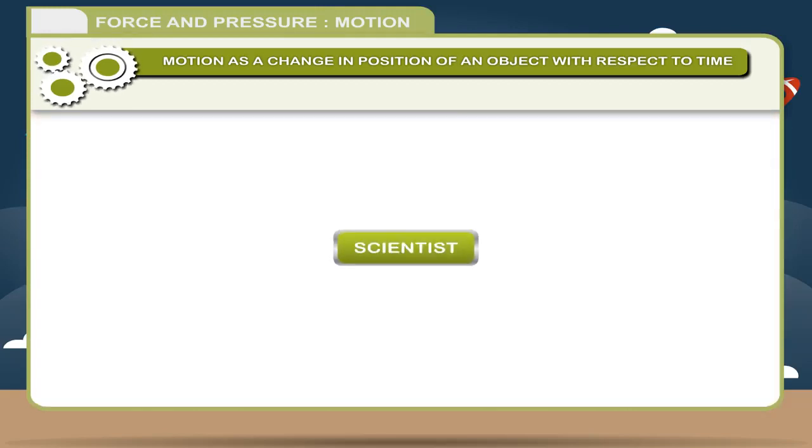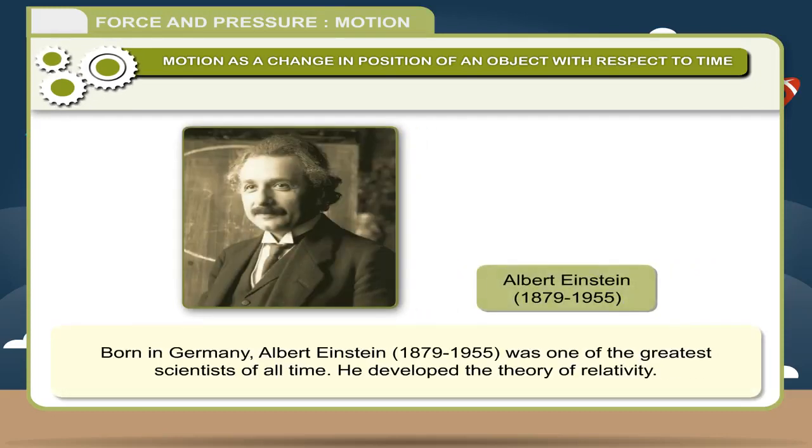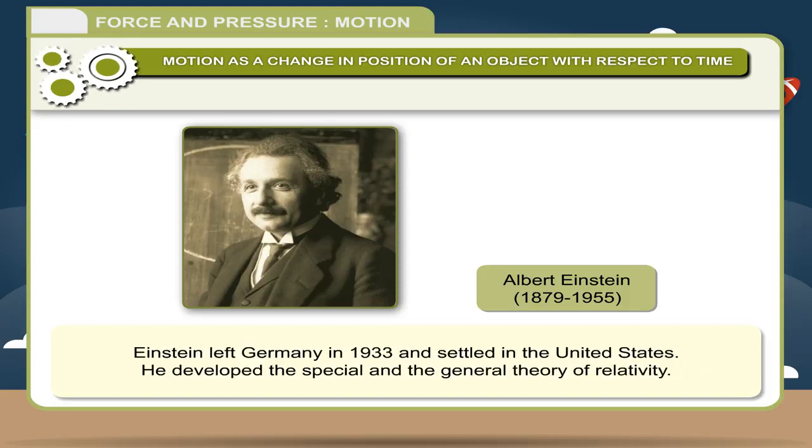Scientist. Born in Germany, Albert Einstein, 1879 to 1955, was one of the greatest scientists of all time. He developed the theory of relativity. He became the professor of physics at the University of Berlin and received the Nobel Prize for Physics in 1921. Einstein left Germany in 1933 and settled in the United States. He developed the special and the general theory of relativity.